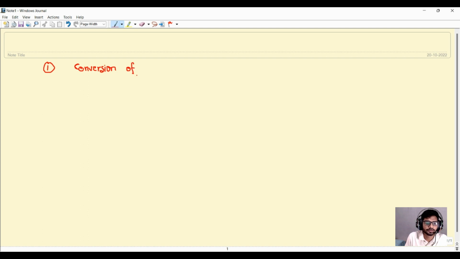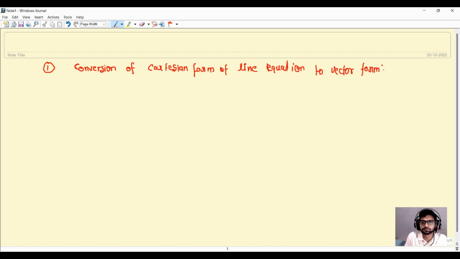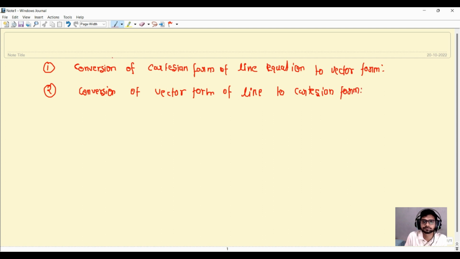Conversion of Cartesian form of line equation to vector form of line equation. And second is conversion of vector form of line equation to Cartesian form. So I just want to start with the first thing.